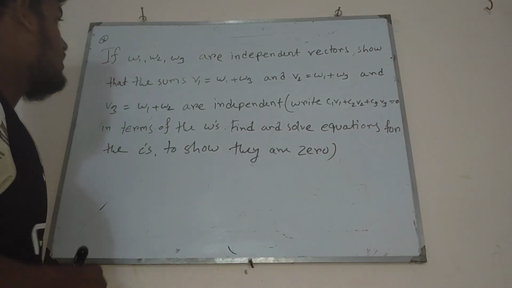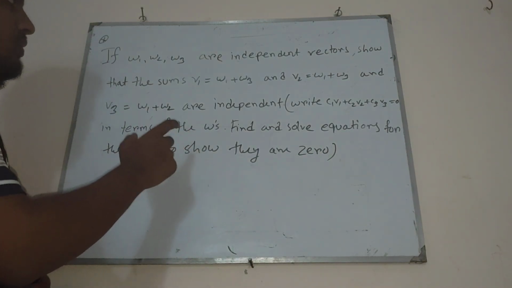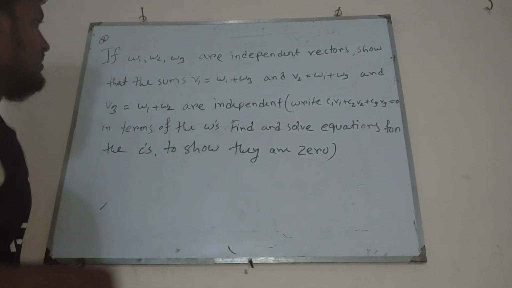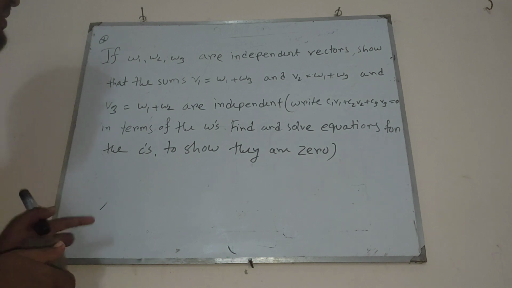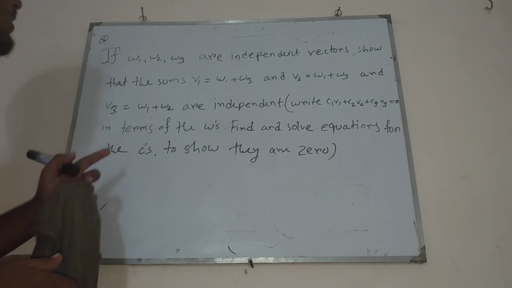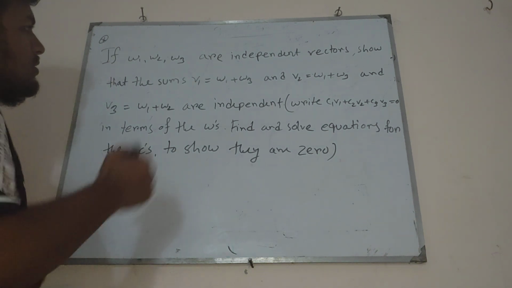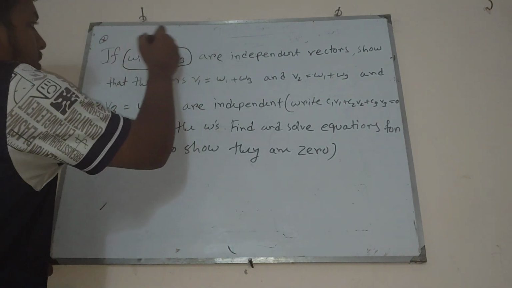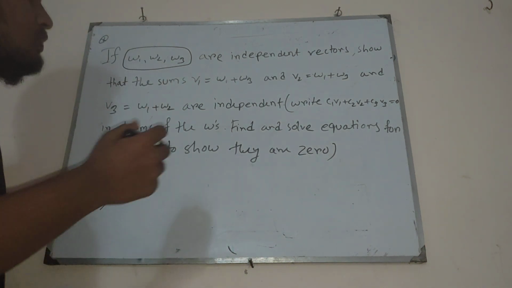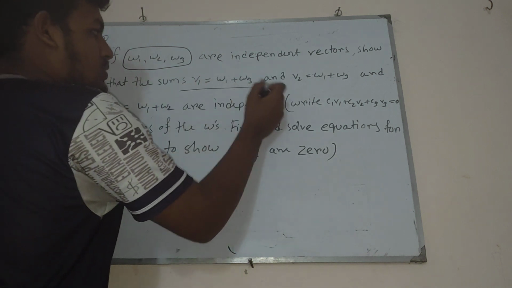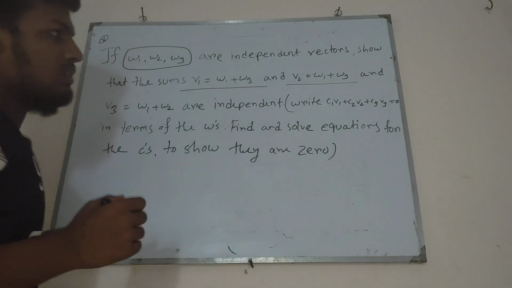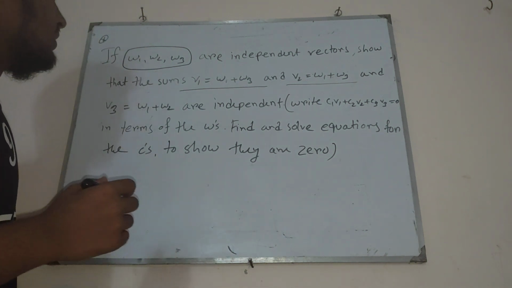So hi everyone, this is a problem of linear algebra on linear dependency and independency. Basically, this problem tells us that if three vectors w1, w2, w3 are independent vectors, then we have to prove that v1 equals w1 plus w3, v2 equals w1 plus w3.